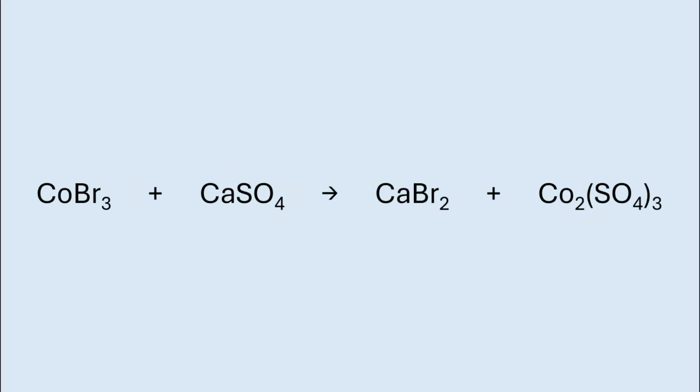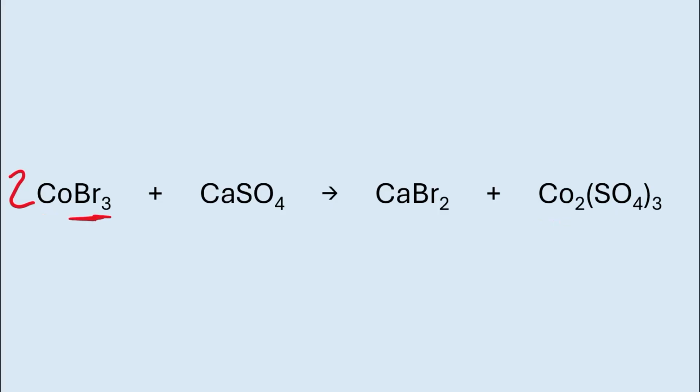Cobalt bromide reacting with calcium sulfate. Well, let's have a look. At the start, 1 cobalt. At the end, 2 cobalts. Well, straight away, that doesn't work, does it? If we're going to have 2 cobalts at the end, we need to have 2 cobalts at the start. Cobalt has been balanced. Let's move on to the bromine.